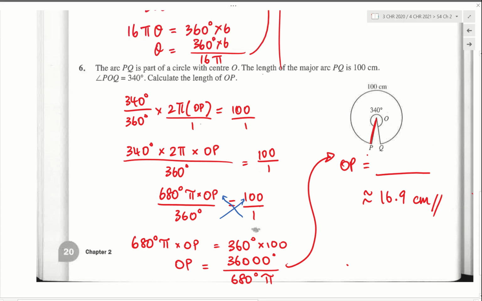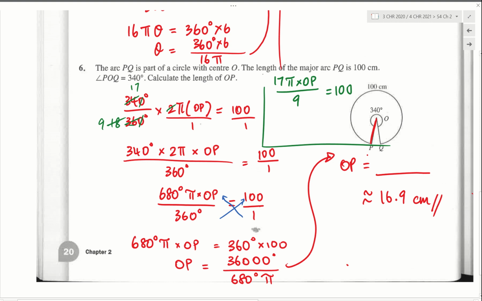Shamin? Come on, try. Where can we cancel? 340 and 360 can divide by what? Yeah, can divide by 10, right? Still can simplify. How? Divide by 2. So this is 17 and this is 18, right? Then Niviat, anything else that we can cancel? 2 and 18. That's how it becomes 9, right? So from here, actually we have simplified it a lot already. We get 17 pi times OP over 9 equals 100.